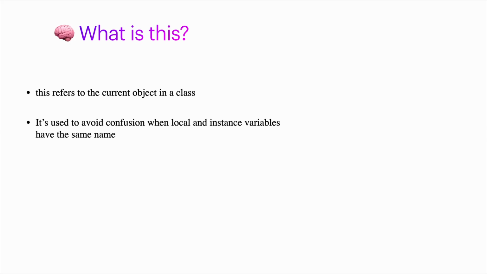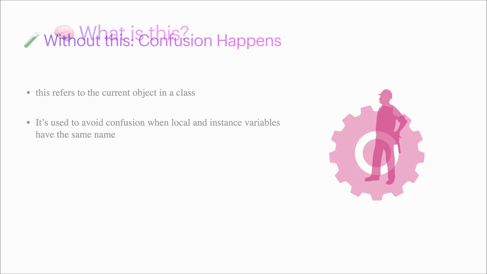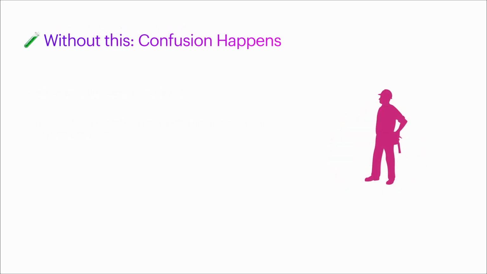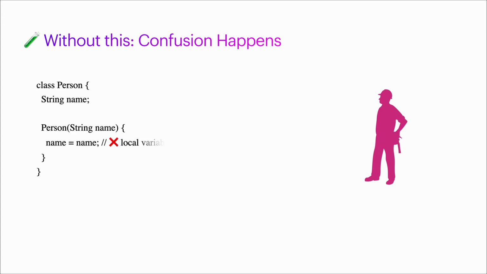So let's take an instance. If you look at this, without this, confusion happens. Now look at this line of code. I said class Person. This is a class, a blueprint to create a person. It comes with a string called name. To create a constructor, I would say Person, then take the same string name as a parameter, and inside, I will say name equals name.